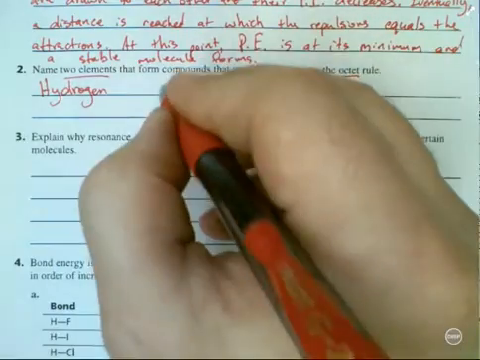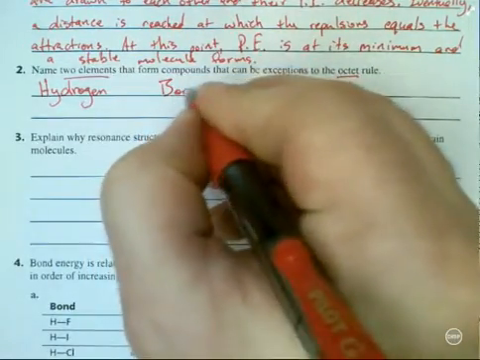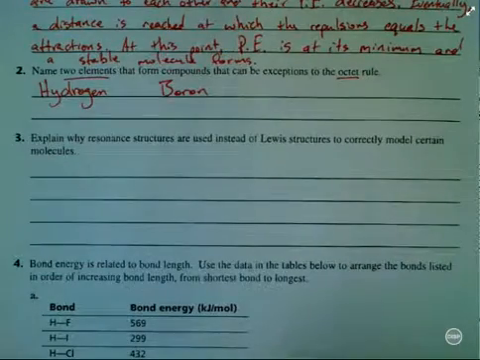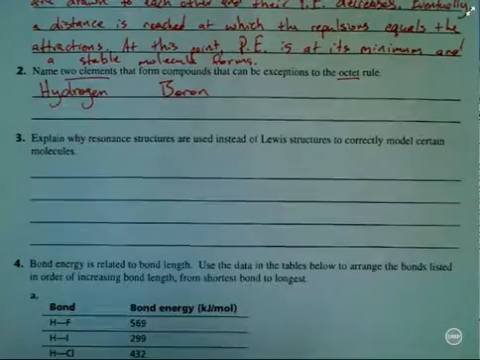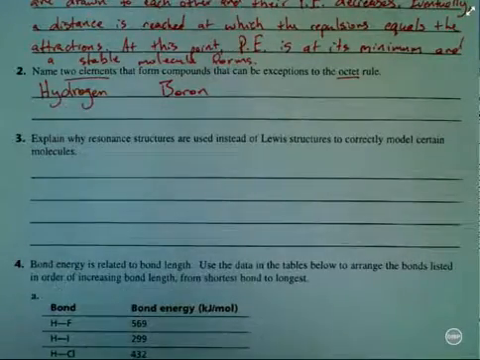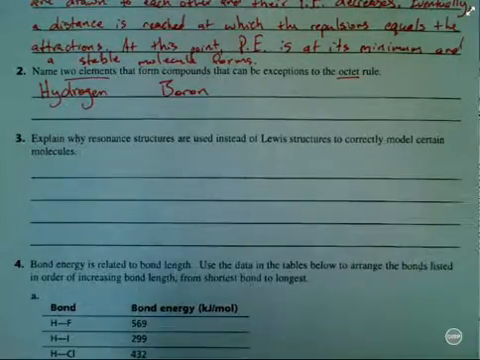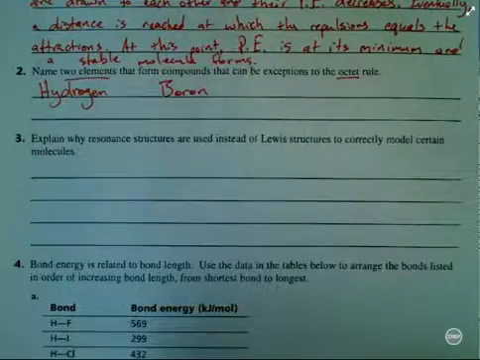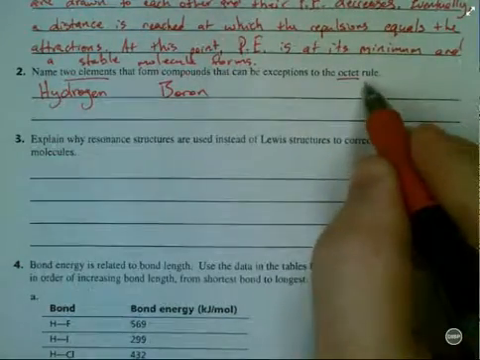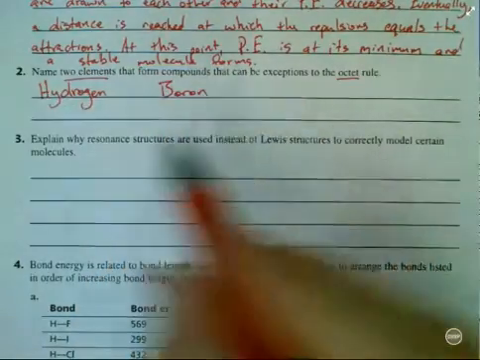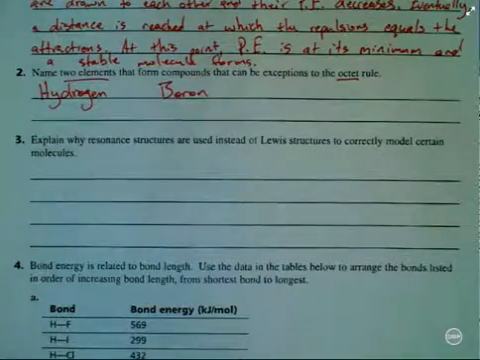The other one that we looked at during the notes was boron. Boron only has 3 valence electrons and can only form 3 bonds. Once you're sharing that many electrons, you're only up to 6, right? So you are not forming a full octet. So these are 2 elements that can form exceptions to the octet rule.